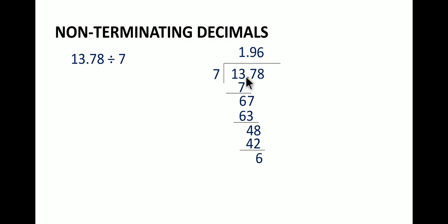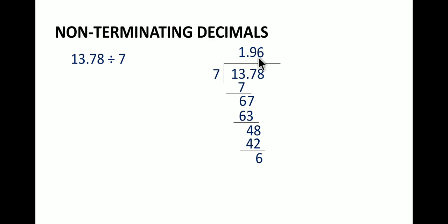Okay, 13.78 and 000, you can put as many zeros. Now you can bring down 0 over here, and this number will continue. This means the remainder comes again and again, and if you keep on dividing, then these numbers keep on coming. That means it is not ending. So this kind of remainder, if it does not end, is called non-terminating decimals.